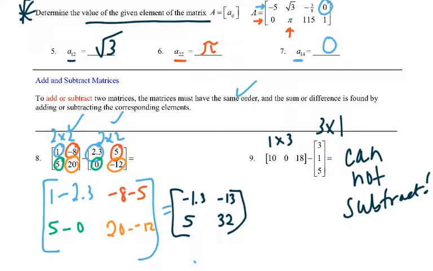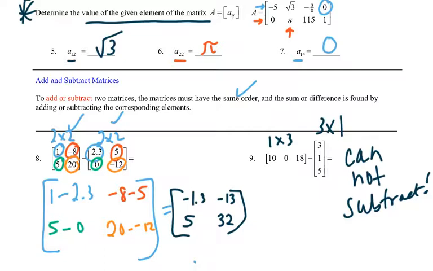I cannot subtract those because they do not have the same order. The order of the matrix must be exactly the same. And the order, I'm using air quotes, but the order of the rows and the columns matters. So the rows have to come first, and then the columns. 1 by 3 is not the same thing as 3 by 1. And so therefore, I cannot add these together.